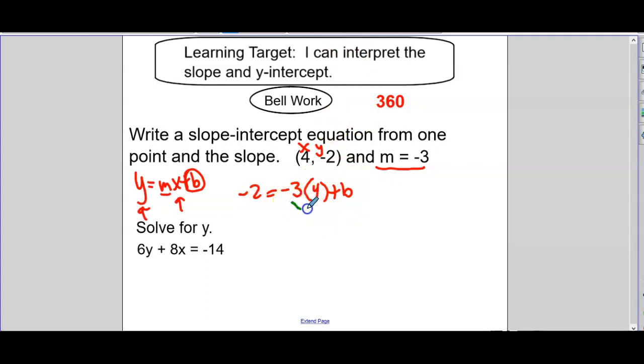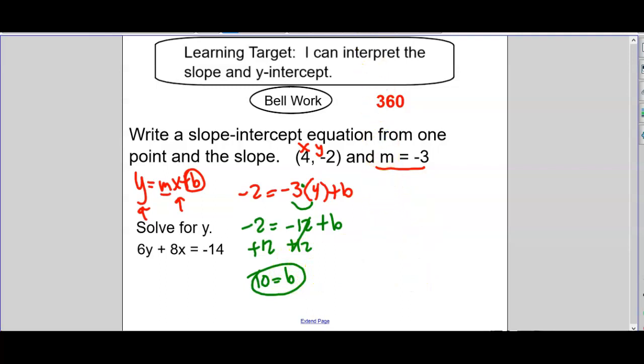So I come over here and I do this step right here, the multiplication, because I know I can do that. So I get -2 is equal to -12 plus b, right? And then what I want to move to get b by itself is this -12. So I'm going to add 12 to both sides. And when I do that, I get 10 is equal to b. So I'm not quite done yet. That's going to be my y-intercept at 0, +10.